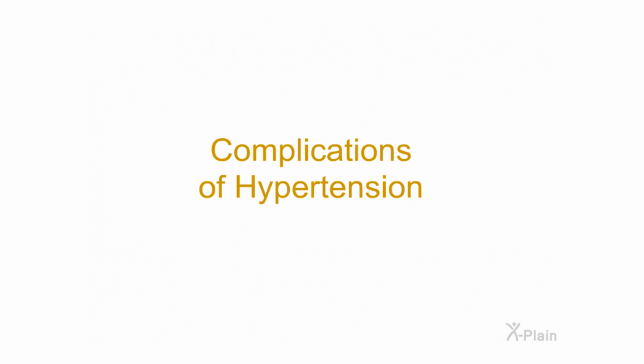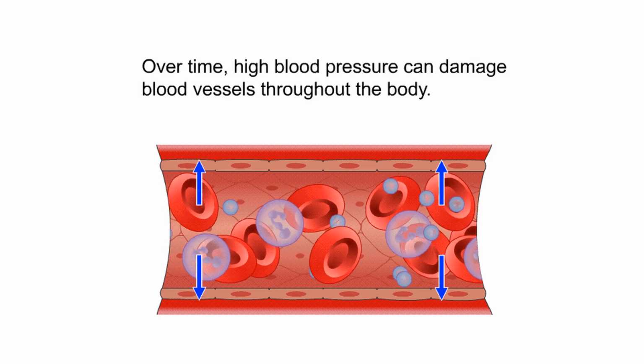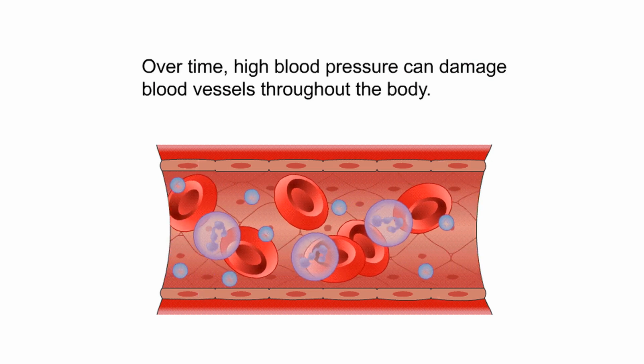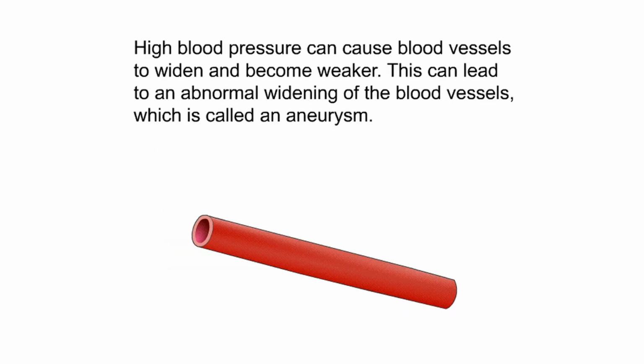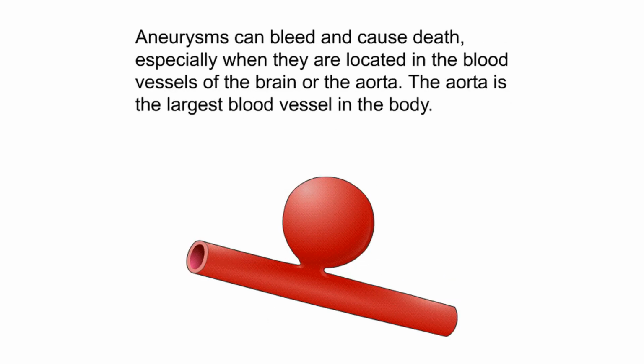Complications of hypertension. Over time, high blood pressure can damage blood vessels throughout the body. High blood pressure can cause blood vessels to widen and become weaker. This can lead to an abnormal widening of the blood vessels, which is called an aneurysm. Aneurysms can bleed and cause death, especially when they are located in the blood vessels of the brain or the aorta. The aorta is the largest blood vessel in the body.